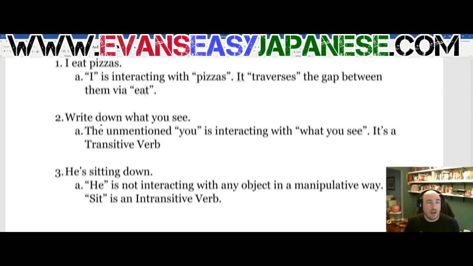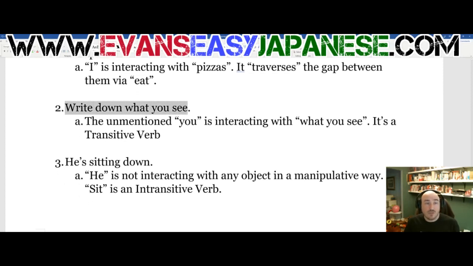All right, great. Write down what you see. This one, if you look at it, there's no subject. So write down what you see is the object. And actually, this is a clause. Hopefully you guys noticed that this was a clause. So the first verb is write. The second verb is see. The first verb's write. The first verb's subject is not mentioned because this is an order.